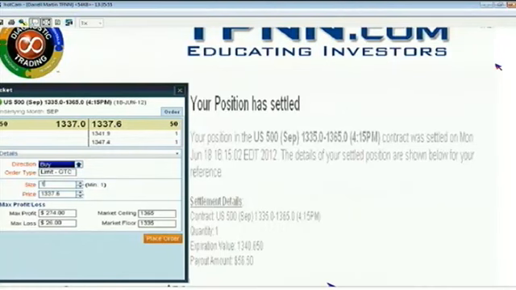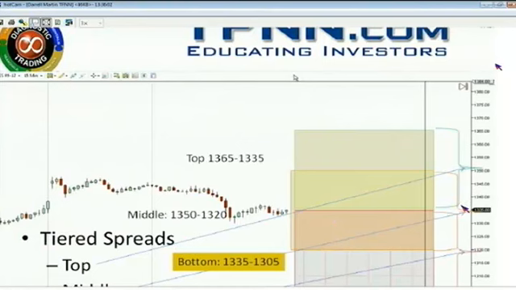Now, what if you lost, okay? So let's look at the bottom spread. Let's say instead of buying here, you sold here and you held it to expiration. And the bottom spread, remember we've got tiered spreads. We have a top, a middle, and a bottom. The bottom spread was from 13.35 down to 13.05. So all the way down there. And what we're trying to figure out is really what the best strategy is on this.